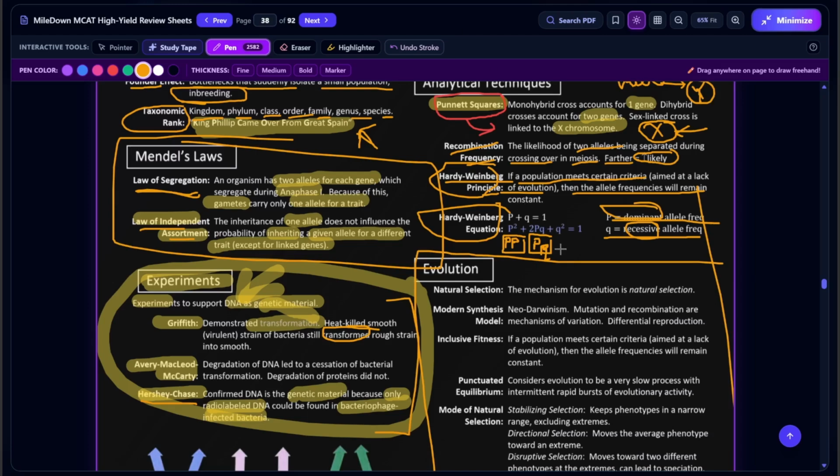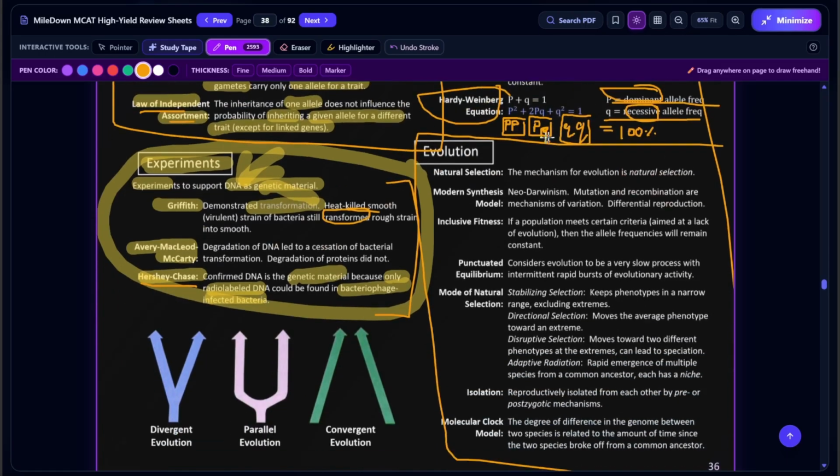And then you're adding them twice. And then q squared is having a homozygous recessive, so q and q. Basically, these are all the combinations that someone can have, right? All the possible combinations will then equal 100% of the population, right? So this is how his equation can be described, and this is how I described it.